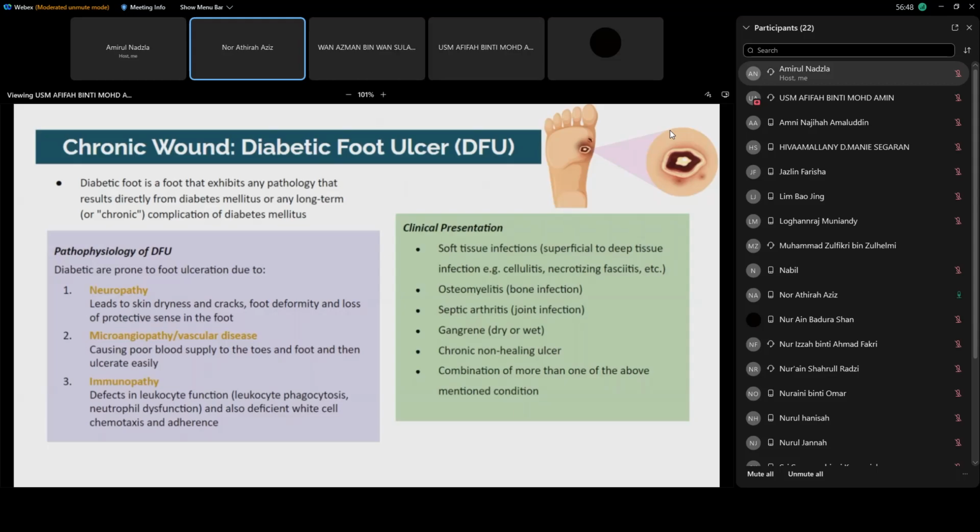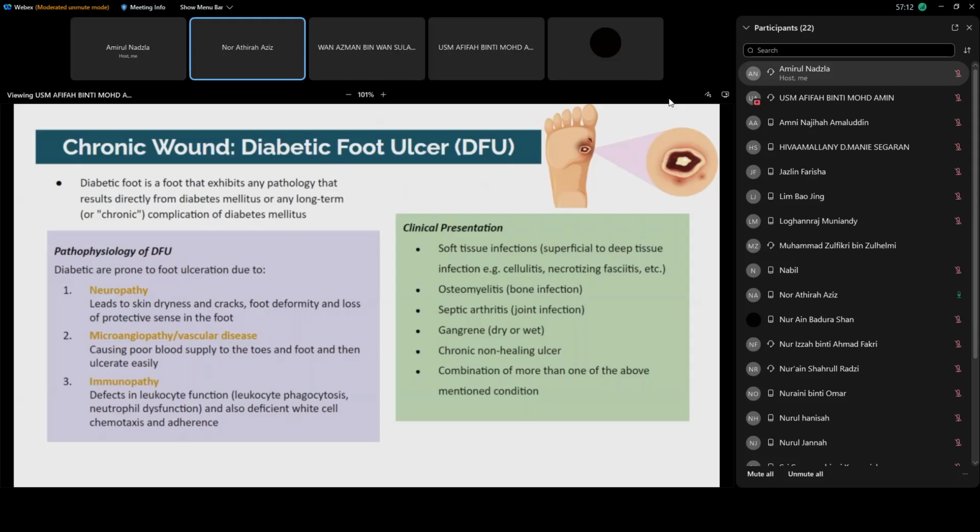Okay, next is diabetic foot ulcer for chronic wound. So diabetic foot ulcer is a foot that exhibits any pathological condition that results directly from diabetes mellitus or any long-term or chronic complications of diabetes mellitus. So the pathophysiology of diabetic foot ulcer, there are three. It could be due to neuropathy, macroangiopathy or vascular disease, or immunopathy.